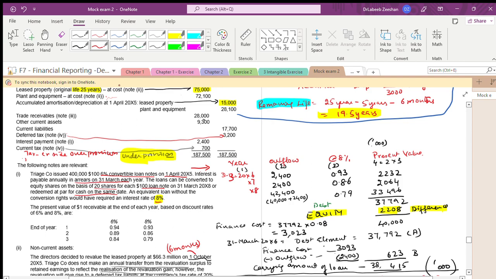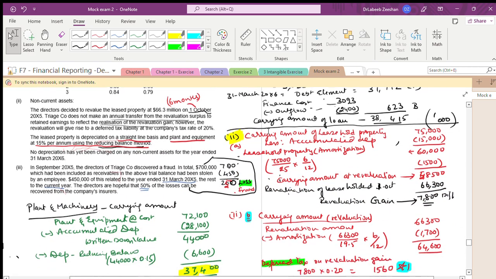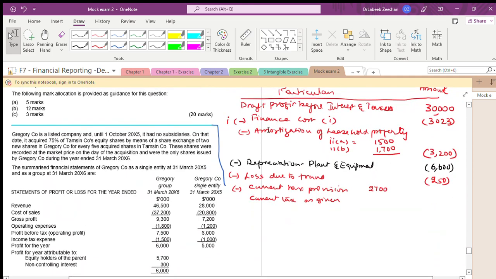Okay, if tax is on the debit side, it is under provision. You have to make an additional provision. Current tax is there on the debit side, so it is under provision, which means you have to add provision. How much? 700. It comes to 3,400. Here we have calculated in one of the cases.